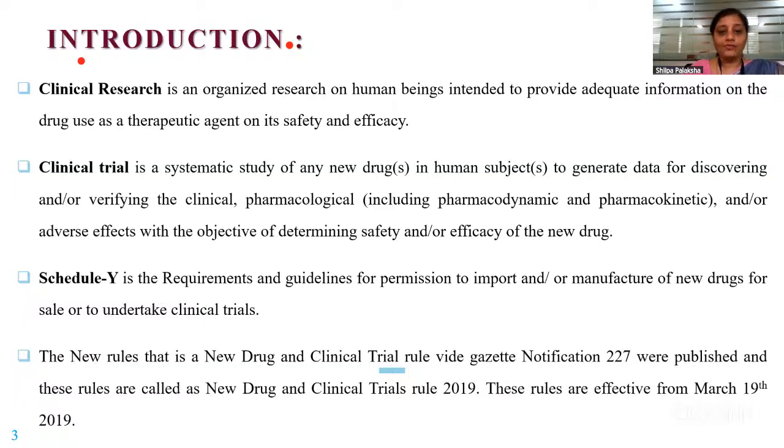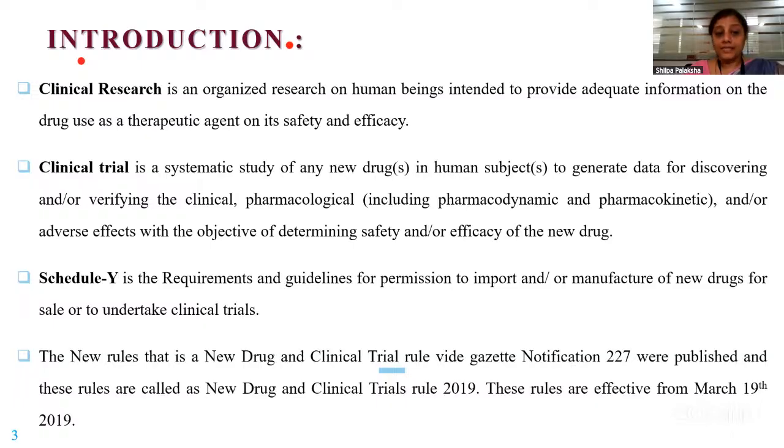Before we go into the understanding of the regulations and the requirements according to the Act, there are some important definitions which we have to understand. The first is to understand what exactly clinical research means. Clinical research is an organized research conducted in human beings, and it is done basically to provide adequate information on the drug use, therapeutic agent, and safety and efficacy of the particular investigational product. We call an investigational product a drug or a medical device or a diagnostic agent which we will be studying, basically doing research on, applicable to human beings. So clinical trial encompasses all these particular elements in the research.